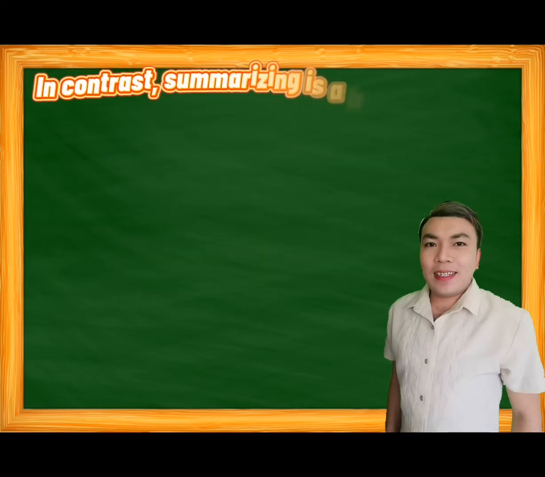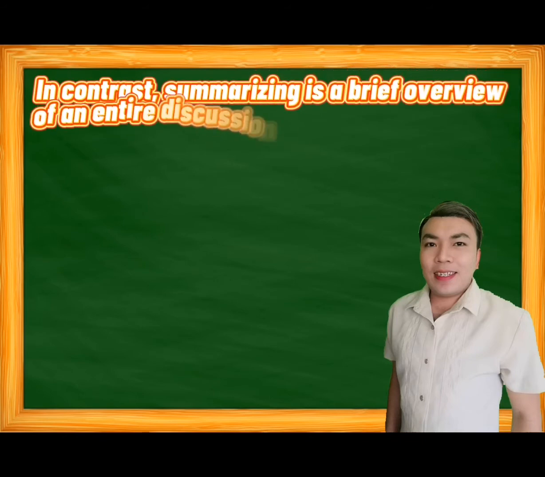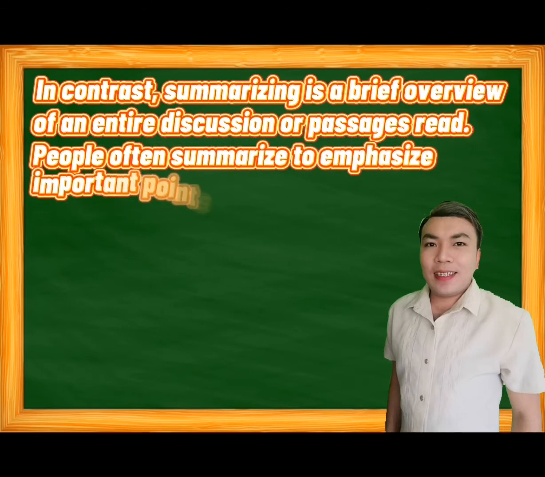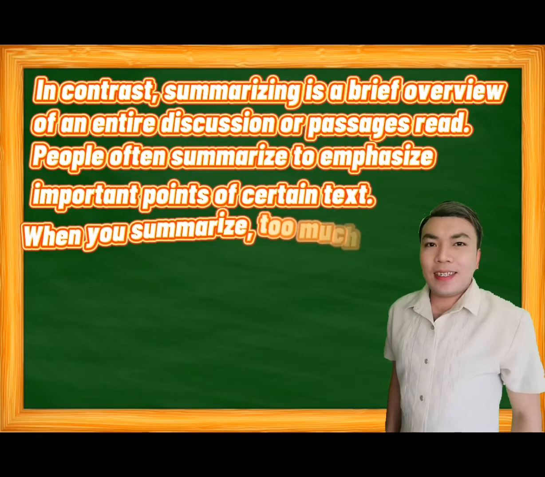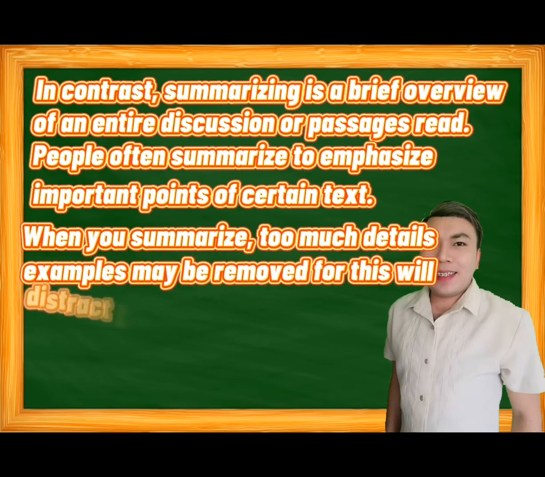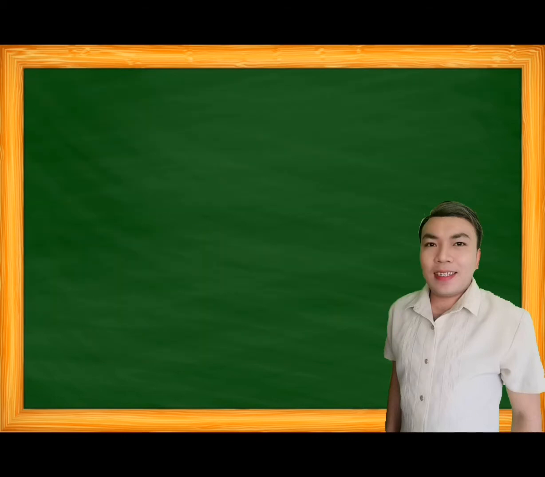In contrast, summarizing is a brief overview of an entire discussion or passage read. People often summarize to emphasize important points of a certain text. When you summarize, too many detailed examples may be removed, for this will distract the readers from the most important information. So, those are 4 strategies that you can use in restating ideas.